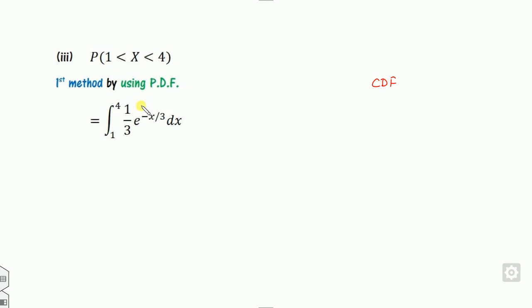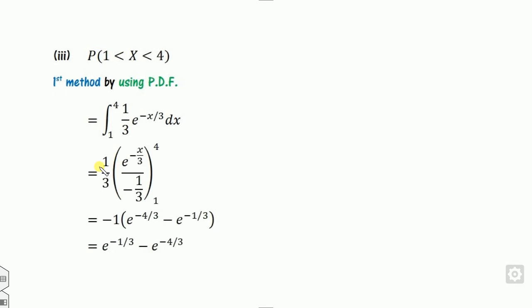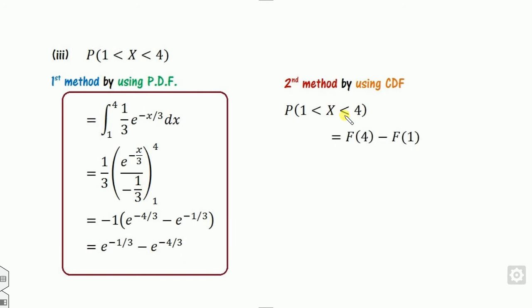So if it is 1 to 4, you can write it this way. 1 by 3 is outside. You can take the integration. Okay, so this will cancel out. So it's a negative, e raised to the power -4 by 3 and so on. So it will be here. On the other hand, if you write it in terms of the CDF, how do you write that?